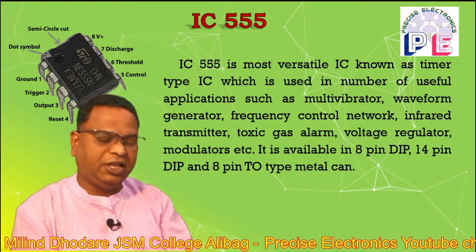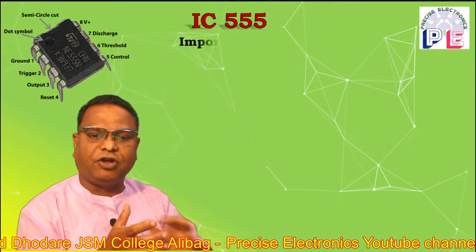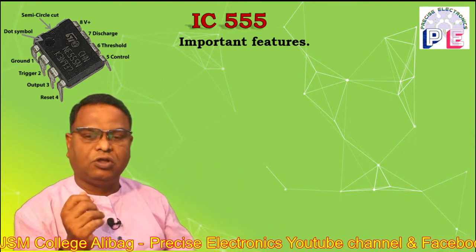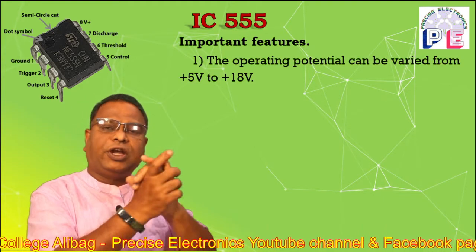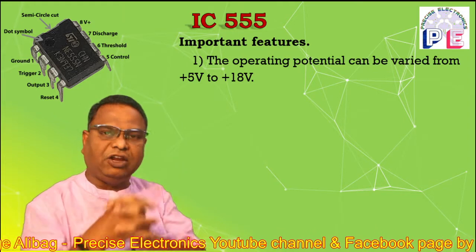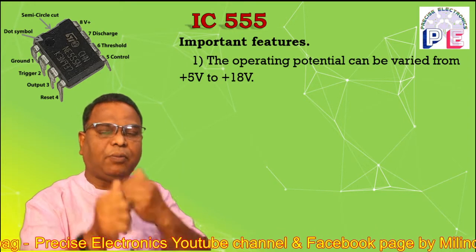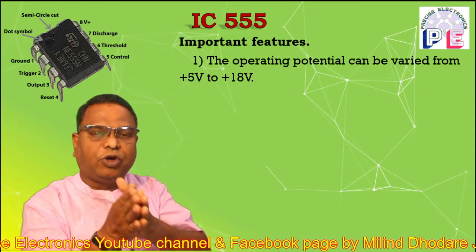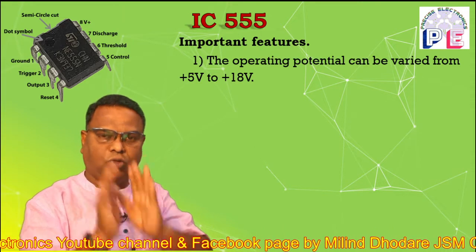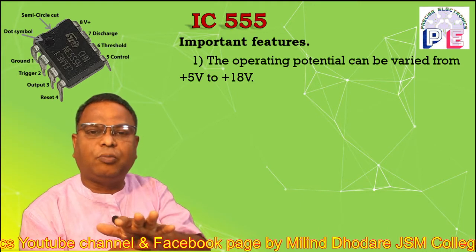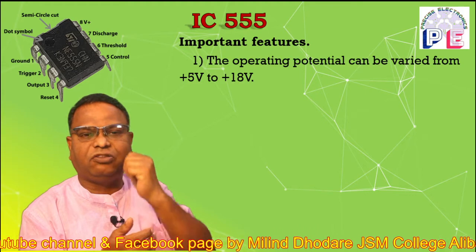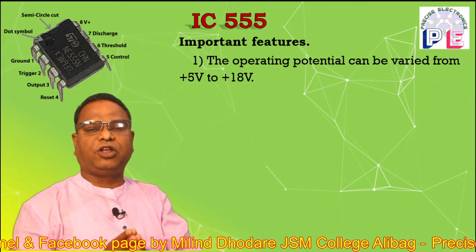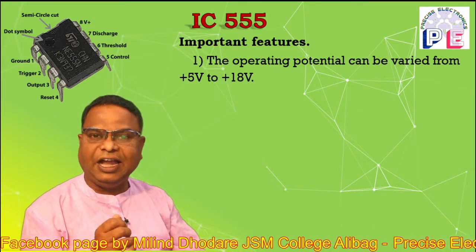Now we are going to study the important features of IC555. The important features are now going to be displayed on your screen. The first feature: the operating potential, the supply potential, can vary from plus 5 volt to plus 18 volt. That means we can apply the operating potential within this range. Mostly 9 volt or 12 volt DC potential is applied to this IC, applied to pin number 8, that is plus VCC. But the range of the operating potential is between plus 5 volt and plus 18 volt.